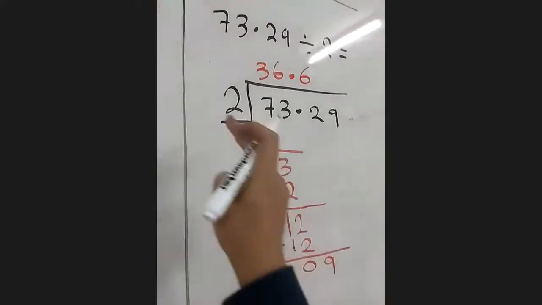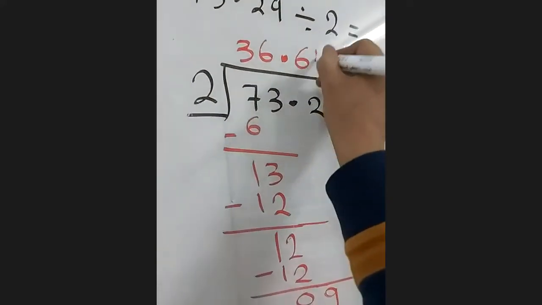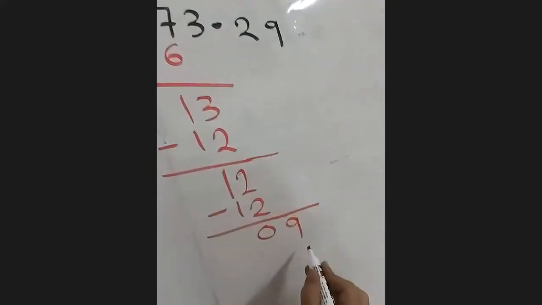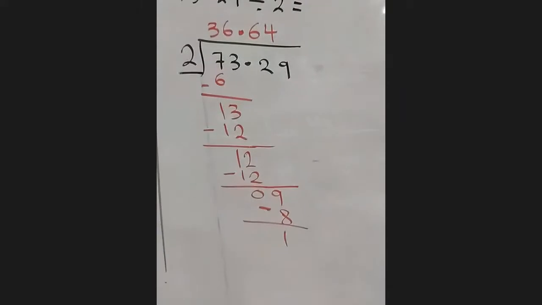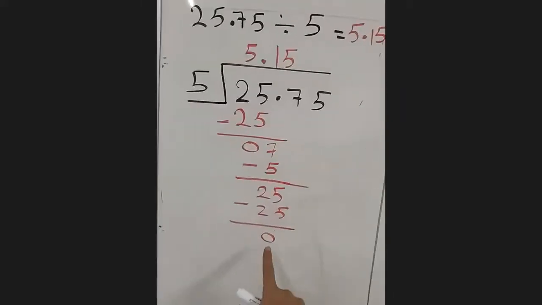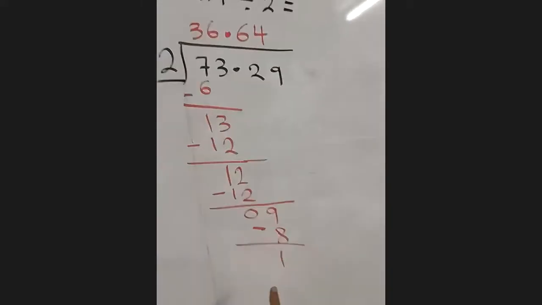9 divided by 2 is 4. 4 multiplied by 2 is 8. Subtract, 1. I don't have other numbers here. I'm done. I have remainder 1. Here I have remainder 0. And here I have remainder 1.